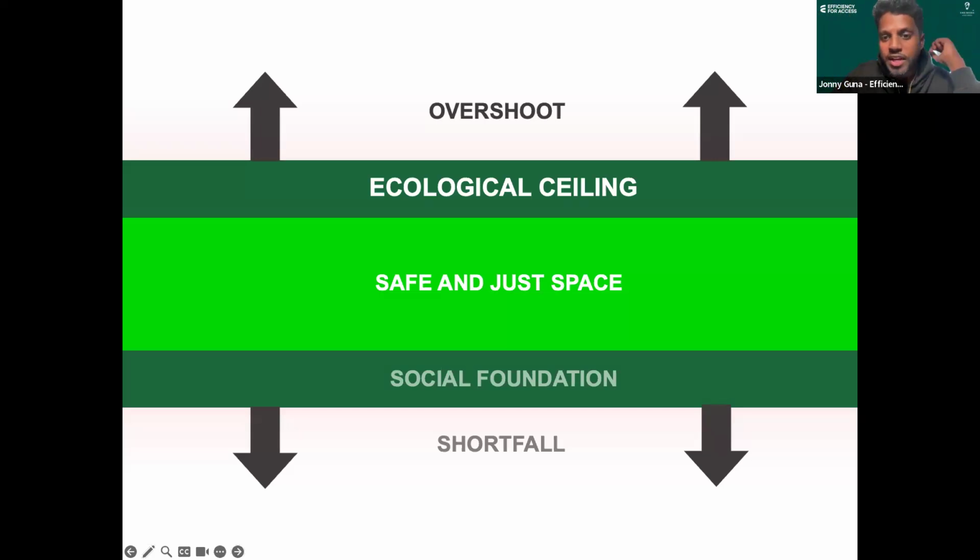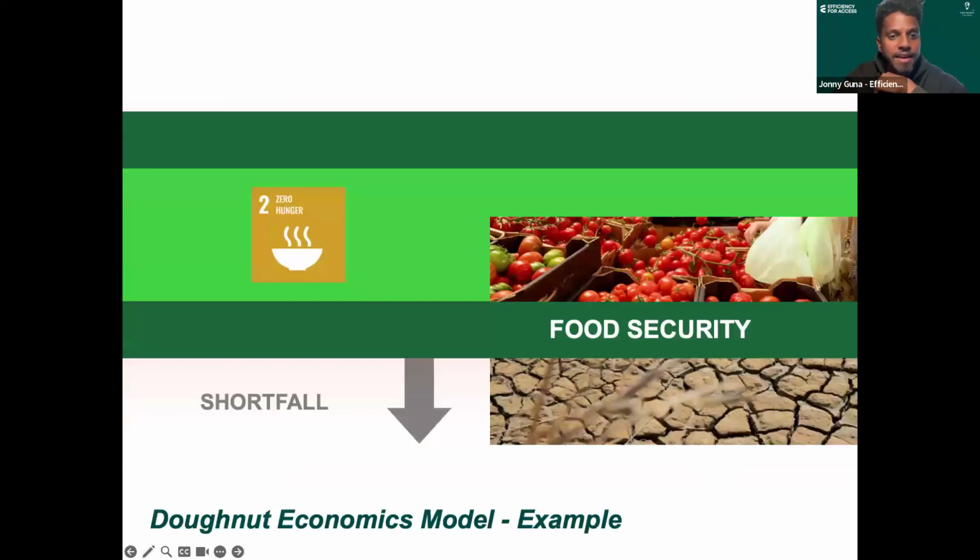Okay, so if we look at this through an example to see how we have to consider these aspects together, we've got food security. We all know the UN Sustainable Development Goals, number two being zero hunger. We know that this is what we're aiming for by 2030. So we all understand the middle part, the safe and just space. That's what we try to aim for: beautiful tomatoes, or whatever it is that you're trying to grow.